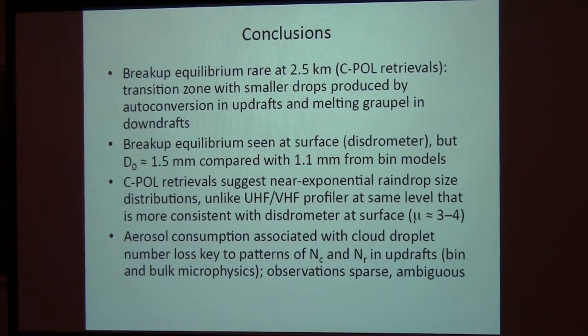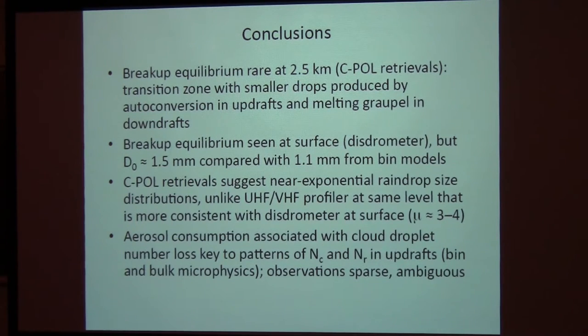Finally, breakup equilibrium we found is rare at 2.5 kilometers in the SEAPOL retrievals. And what we're really seeing there is a transition zone with smaller drops produced by autoconversion in updrafts and melting in downdrafts. It's seen at the surface, but it's different from what is used in a lot of models. SEAPOL retrievals suggest near exponential raindrop size distributions, unlike these other data sources, which are more consistent with narrower size distributions, I should say, larger mu values.